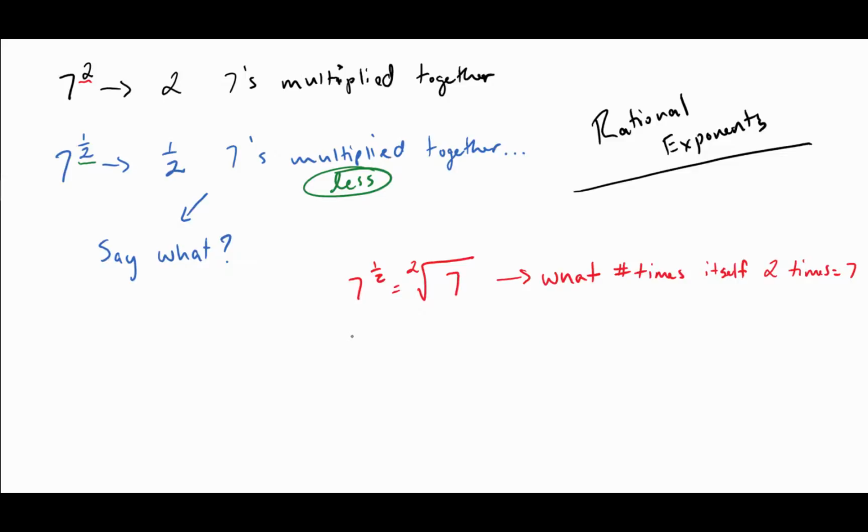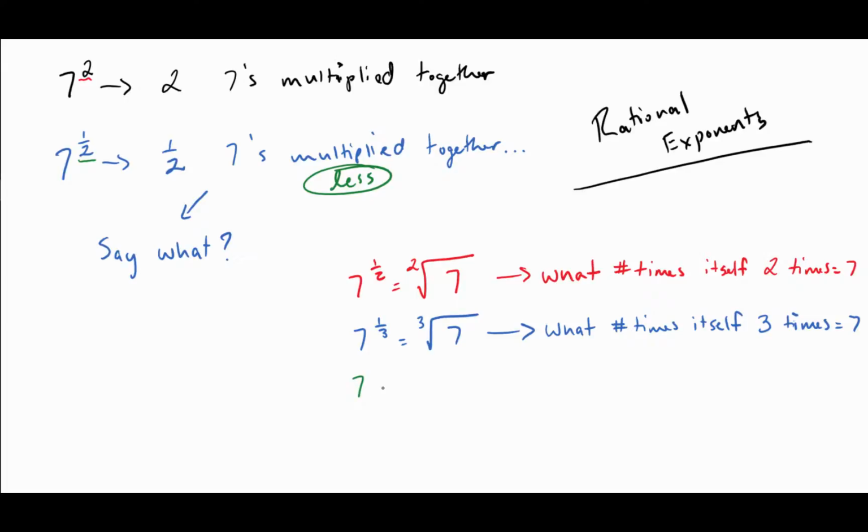Well, let's look at a couple other examples. If we have 7 to the 1/3 power, then that's just the third or cube root of 7. So we keep most of this same phrasing, except now it's 3 times. Same thing for the 4th root. What number times itself 4 times equals 7?